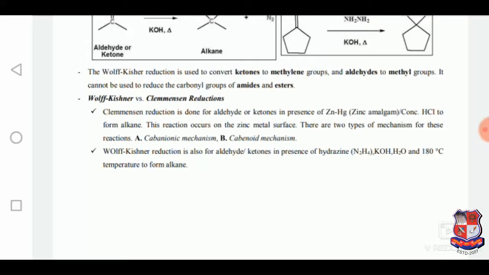Next, we will see the difference between the Wolff-Kishner and Clemmensen reductions. Clemmensen reduction is done for aldehydes or ketones in the presence of zinc amalgam to form alkane. This reaction occurs on the zinc metal surface. There are two types of mechanism for this reaction: the carbanionic mechanism and the carbenoid mechanism. While Wolff-Kishner reduction is also for aldehydes and ketones, in the presence of hydrazine and base, a temperature of 180 degrees is employed to form alkane.